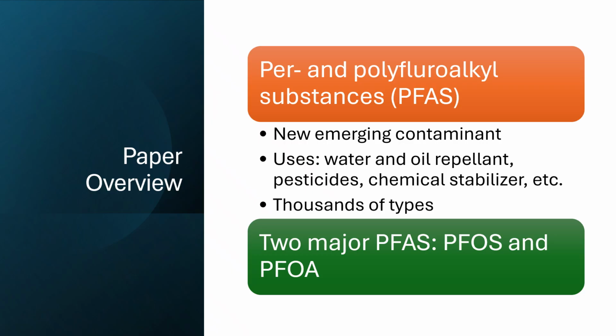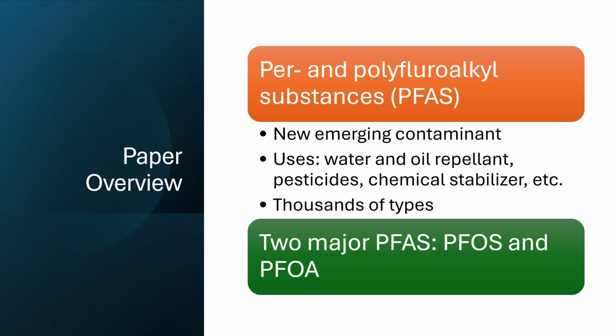So a little overview on PFAS. PFAS stands for per- and polyfluoroalkyl substances. These were developed around 1930, but they've recently become a new emerging contaminant. PFAS has many uses, such as water and oil repellents, which are used in pots and pans to create a non-stick surface. We can also find them in our furniture and food wrapping. There's just a variety of uses for them.